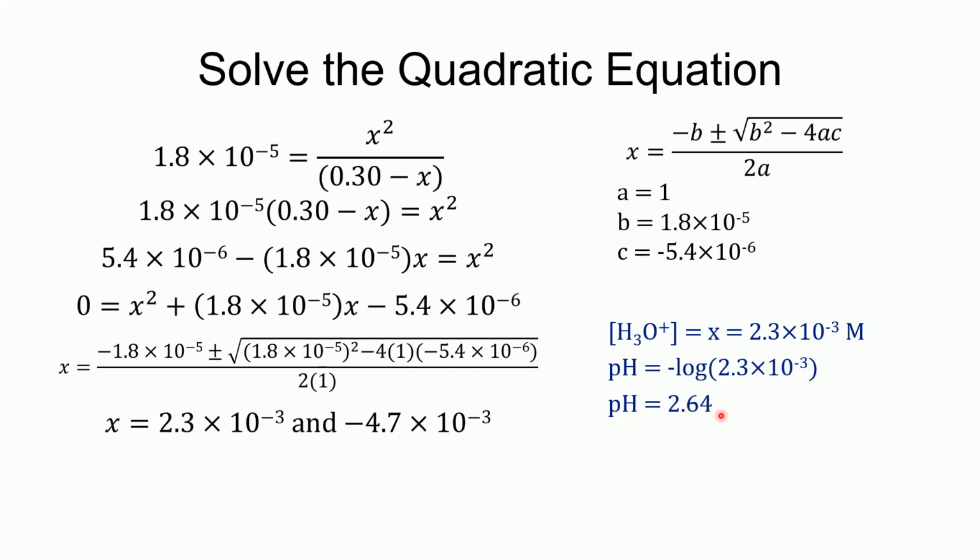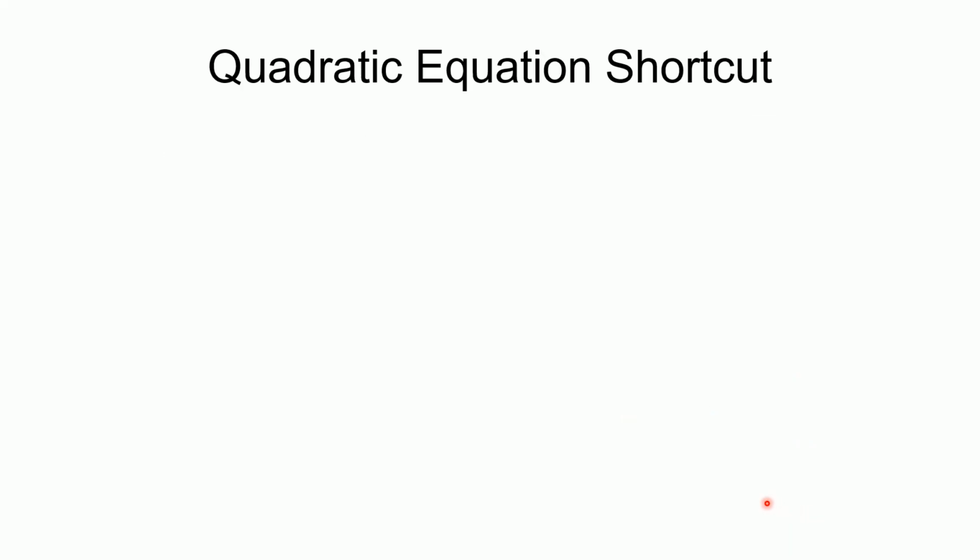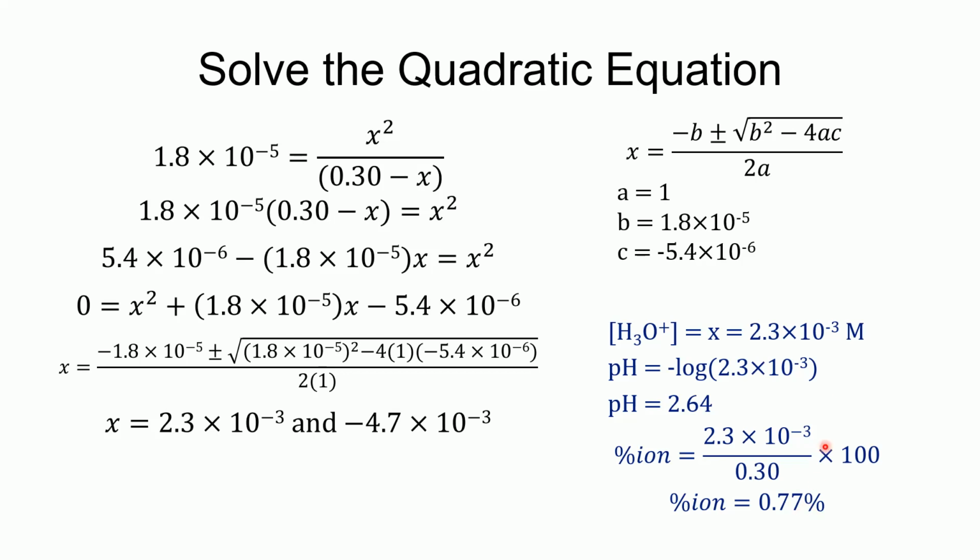One last little detail here. It did ask us to solve for percent ionization. So percent ionization is the value of x, which is 2.3 times 10 to the negative 3, divided by our original concentration of the acid, which in this case was 0.30, and then multiplied by 100 to make it a percentage. And then here we get 0.77%.